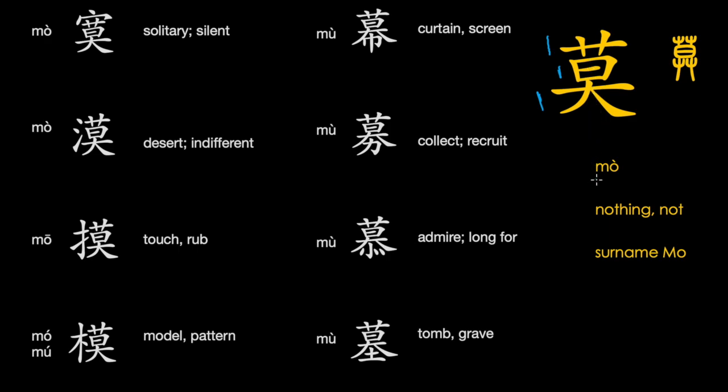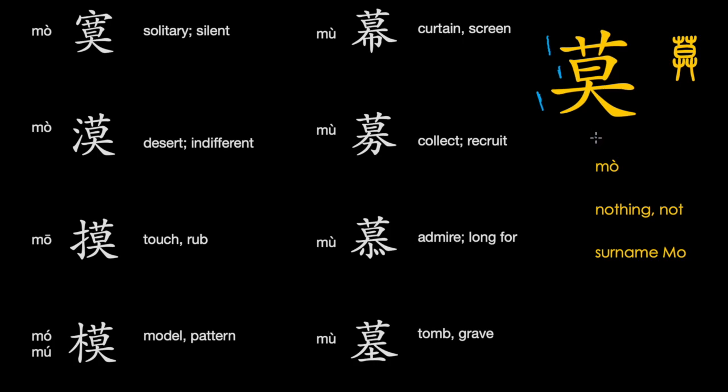And I encourage you to pause the video and try to come up with an explanation as to how these three elements, grass, sun, and big, combine into the meaning nothing and not, and surname Mo. And I can tell you right now that you will be wrong, because this is not how this character works. This is a phonetic loan character.